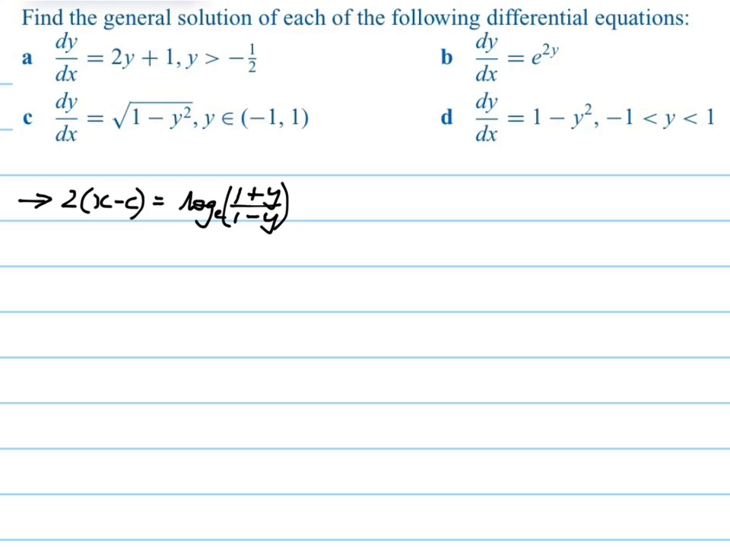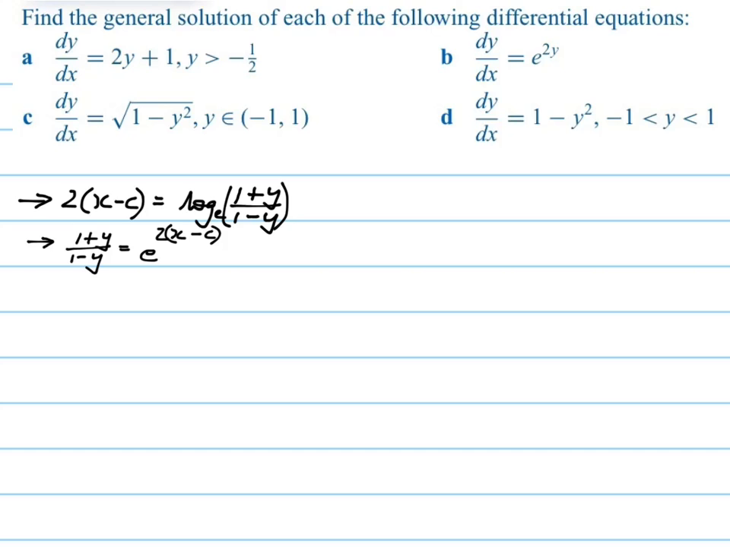I would do, therefore, e to the 1 plus y over 1 minus y is equal to... No, that's not right. That's wrong. It's e to the 2, open bracket, x minus c, close bracket, is equal to 1 plus y over 1 minus y. That's what it is. Did you get the same thing? I nearly came a cropper there, but I recovered it at the last minute.